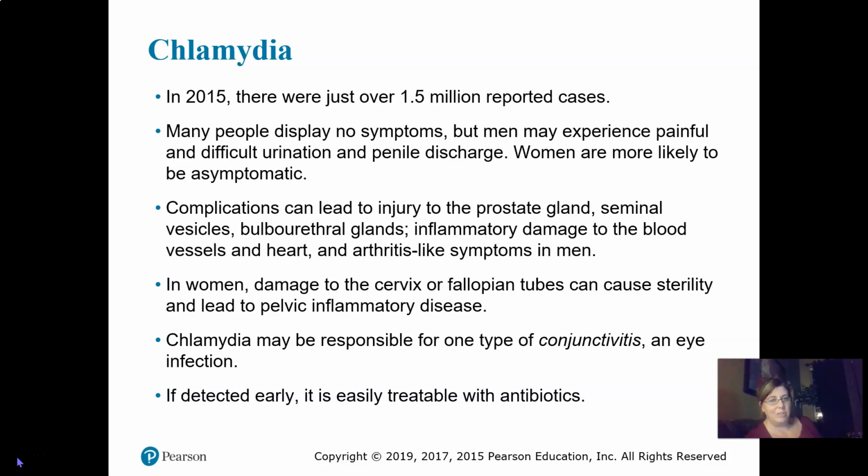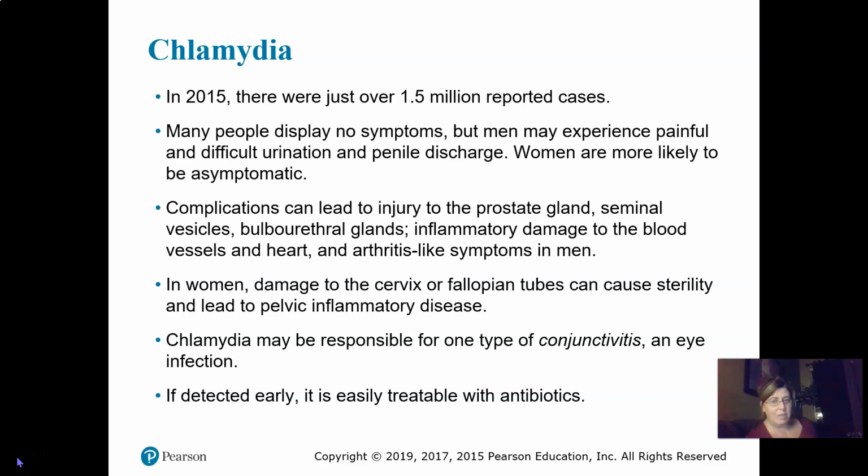Complications can lead to injury to the prostate gland, seminal vesicles, inflammatory damage to the vessels of the heart, and arthritic-like symptoms in men. In women, damage to the cervix or fallopian tubes can cause sterility and lead to pelvic inflammatory disease. Chlamydia may be responsible for one type of conjunctivitis, which is an eye infection. So down there affecting up here.